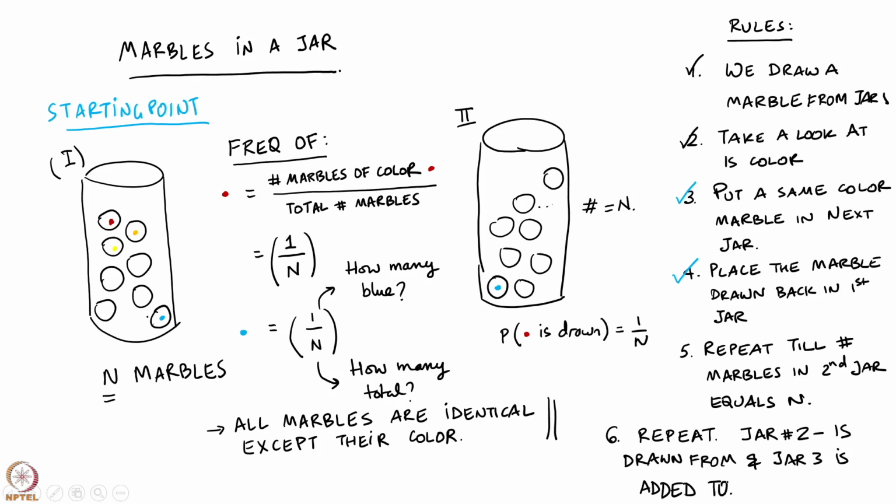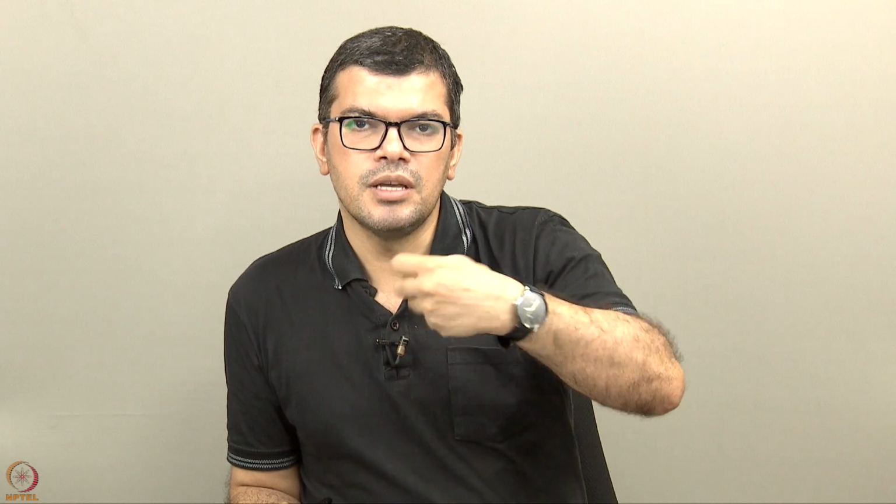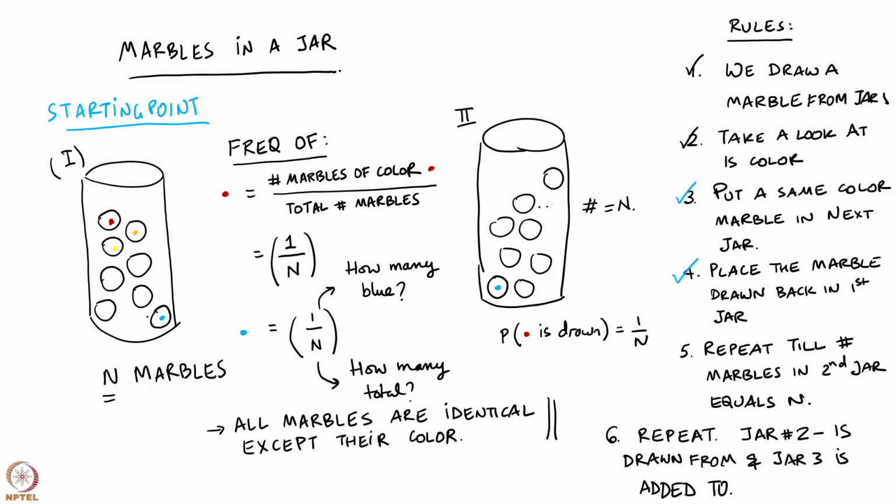After jar number 2 reaches a population size of n, or the marble count equal to n, we forget about jar number 1, and now we start doing the same process, except that we are drawing from jar number 2 and looking at the color and placing equivalent marbles in jar number 3, and so on and so forth. That is the game, and this is called marbles in a jar. So let us see what is going to happen here. What sort of questions and what sort of understanding do we develop about this game, and then what are the principles that we can carry from there to our understanding of evolution.